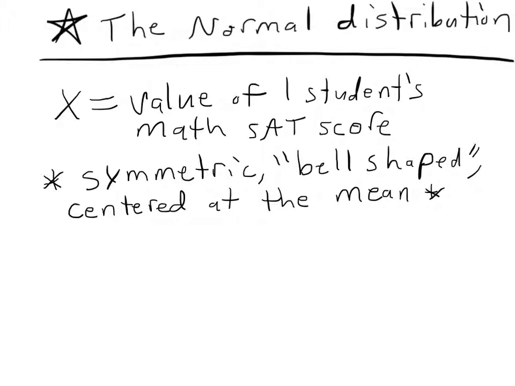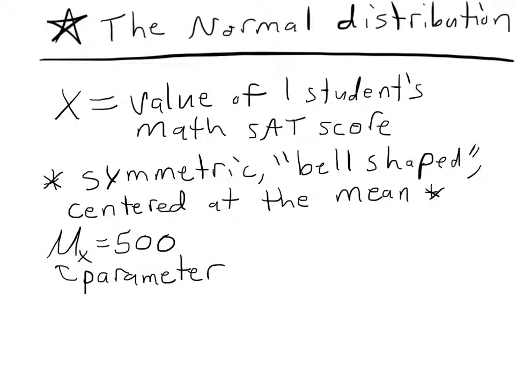Okay, so math SAT scores typically have a mean of about 500. That's the mean of all SAT scores. That's mu of x. So that's the population mean, that's the parameter. Remember, a parameter is a number that describes a population. So that's the mean for all students that take a particular SAT test.